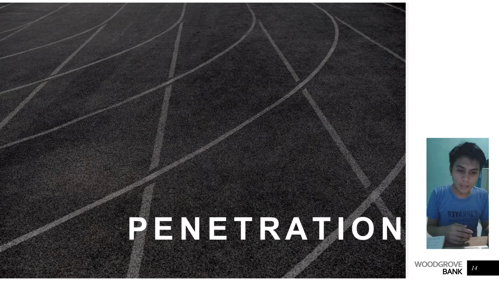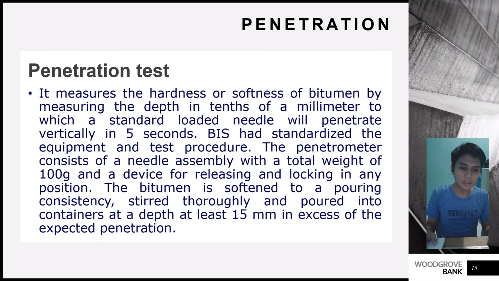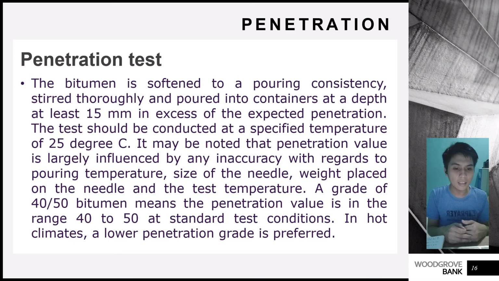So, to move on with the next topic, we have the penetration test. To define the penetration test, it measures the hardness or softness of bitumen by measuring the depth in tenths of a millimeter to which a standard loaded needle will penetrate vertically in 5 seconds. BIS has standardized the equipment and test procedure. The penetrometer consists of a needle assembly with a total weight of 100 grams and a device for releasing and locking in any position. The bitumen is softened to a pouring consistency, stirred thoroughly, and poured into containers at a depth at least 15 mm in excess of the expected penetration.